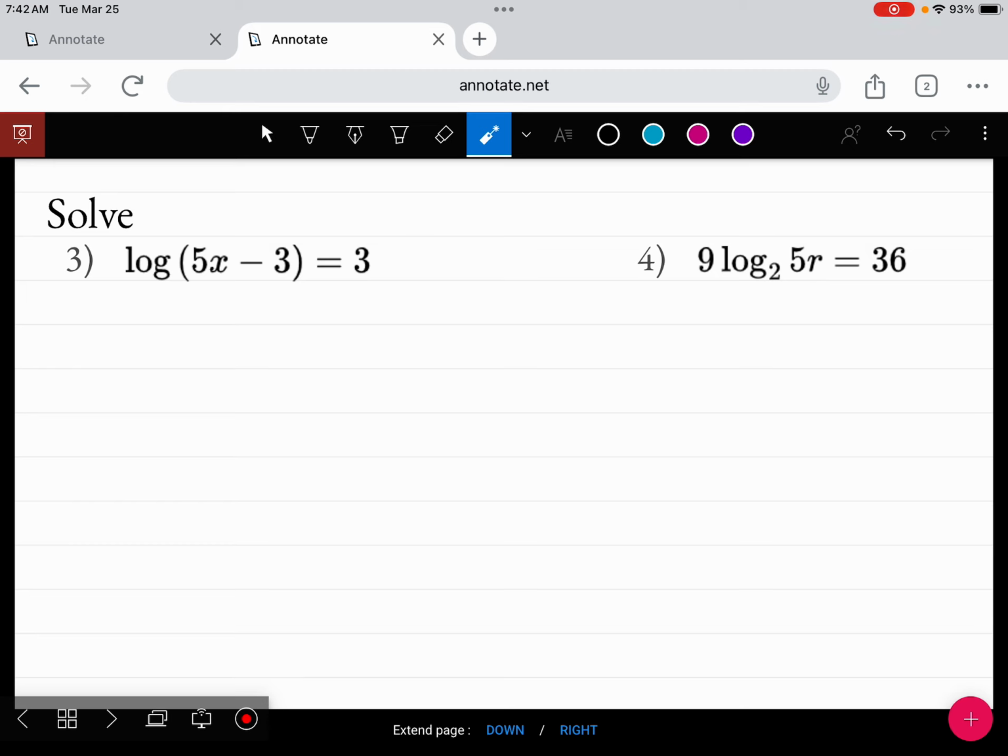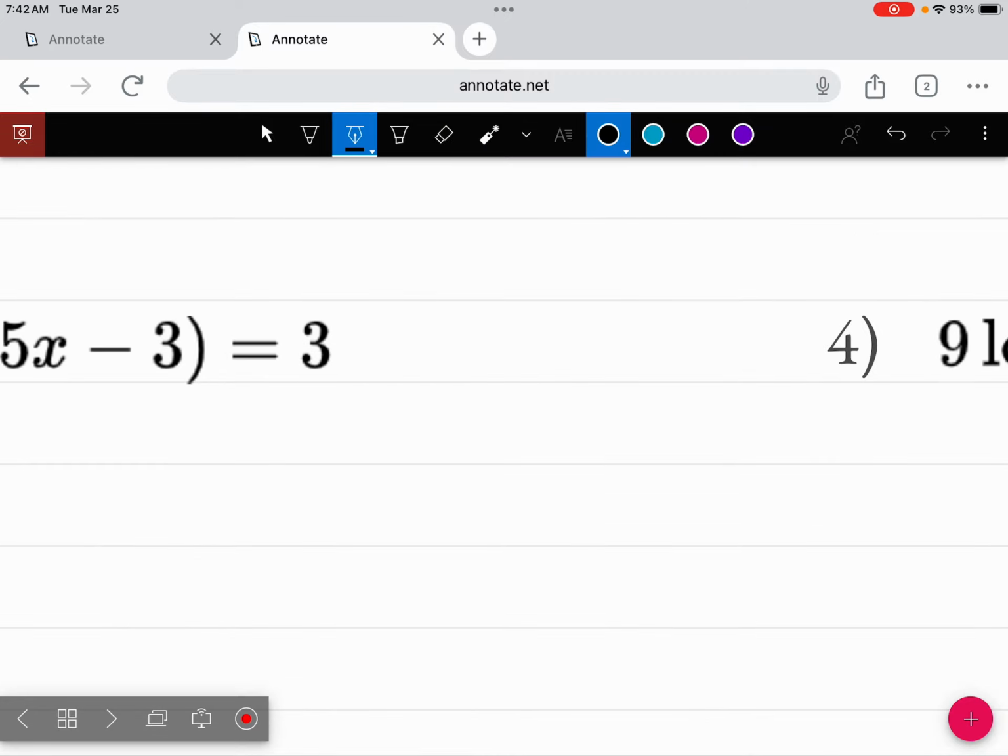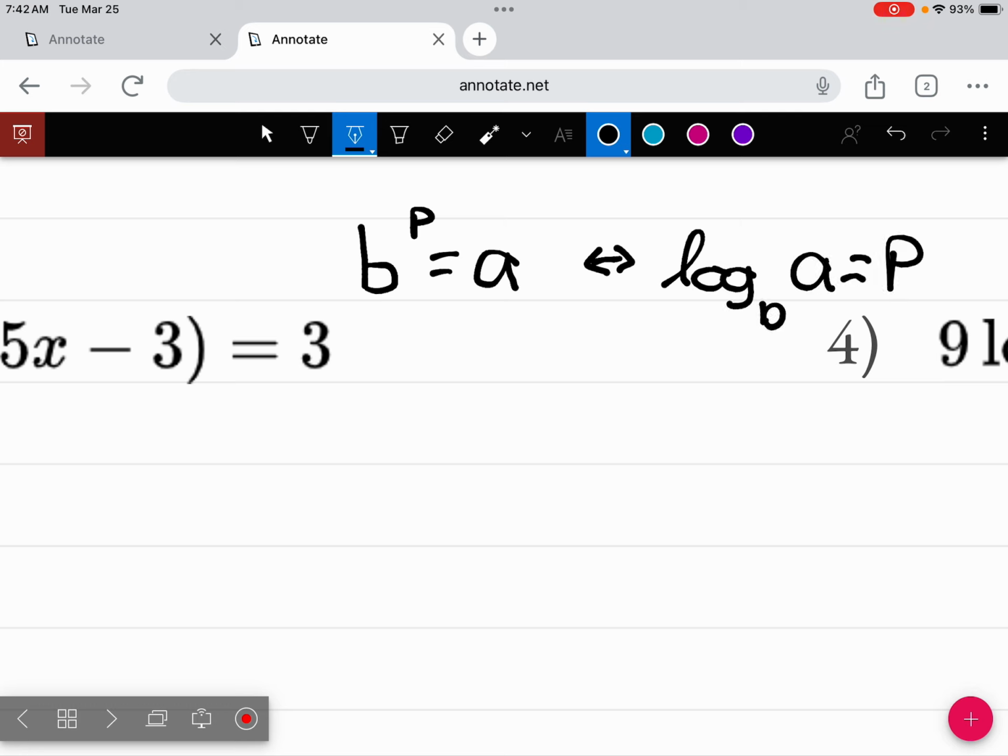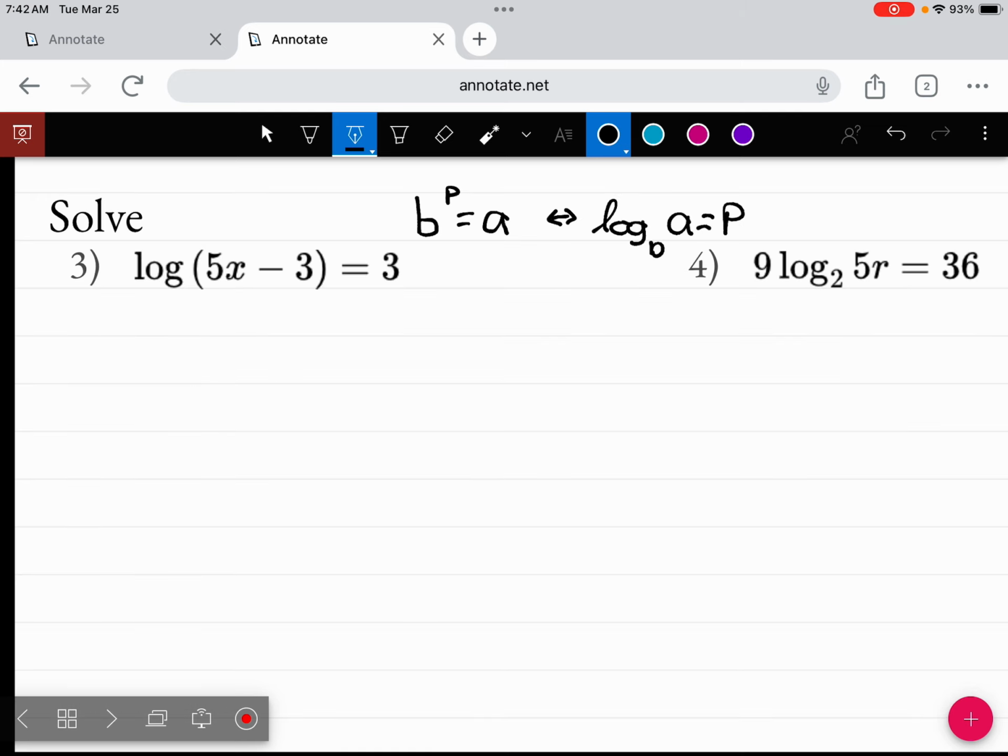So let's look at number 3. When we only have one log, we are going to use the fact that B to the P equals A is the same thing as log base B of A equals P. We're going to be using this information. The log has to be structured like this. It can't have other things going on in front. It has to be log base B of a thing all by itself.